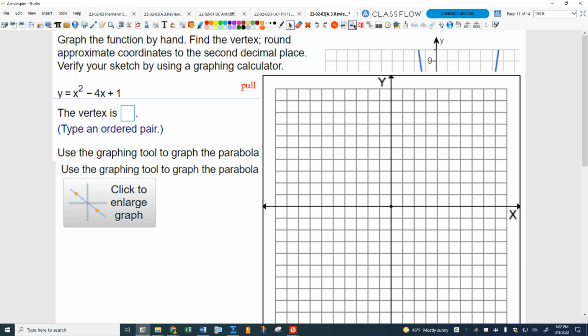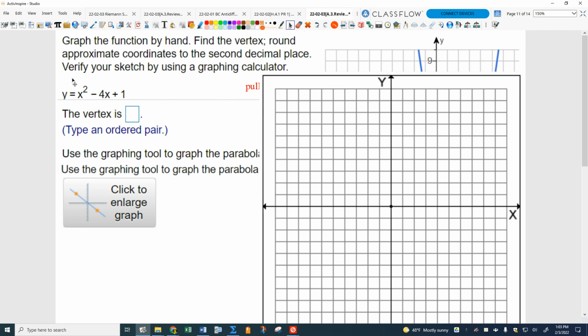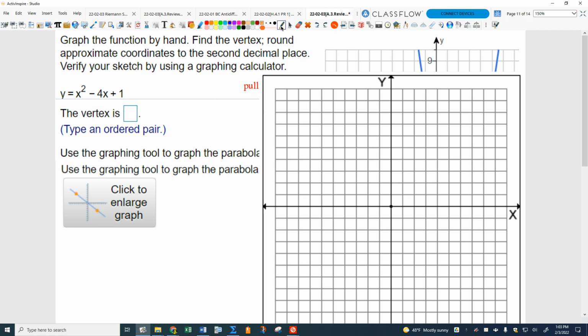So what about this one then? Same kind of thing, only this time, the only difference is they're giving it to us in standard form instead of vertex form, but that really doesn't add much difficulty, does it? We do it the same way. So what are the values of A, B, and C here in standard form? B is -4, and C is 1.